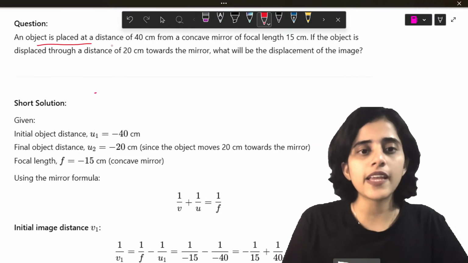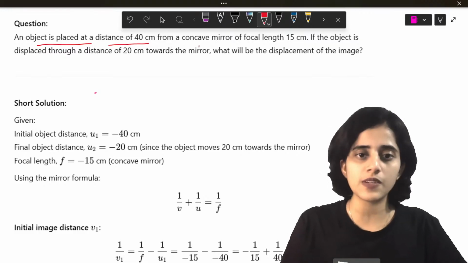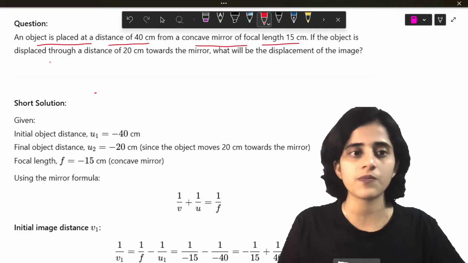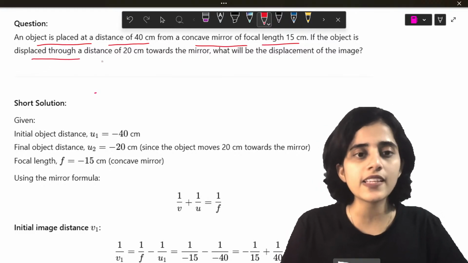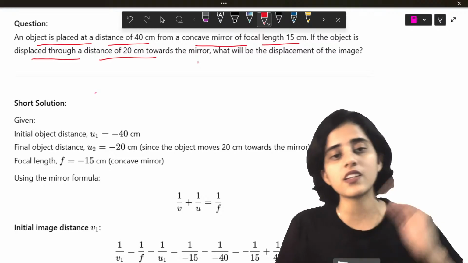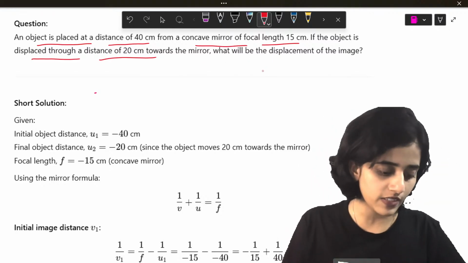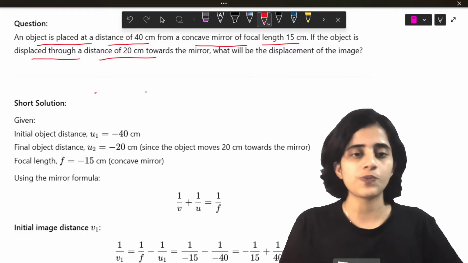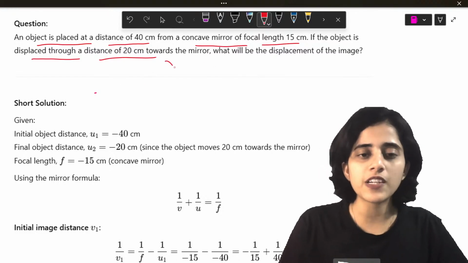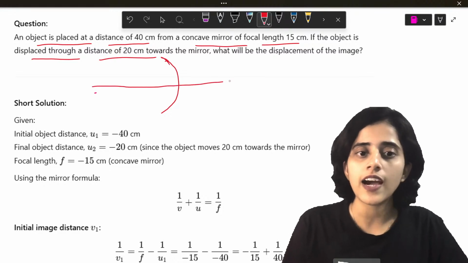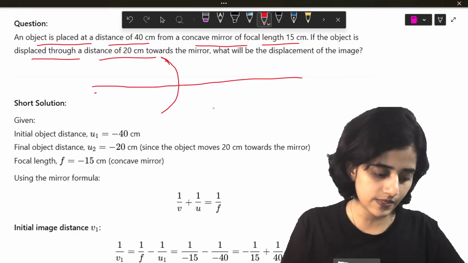An object is placed at a distance of 40 centimeter from a concave mirror of focal length 15 centimeter. If the object is displaced through a distance of 20 centimeter towards the mirror, what will be the displacement of the image? First, let me draw the concave mirror. Okay, this is the concave mirror. I will draw a principal axis.